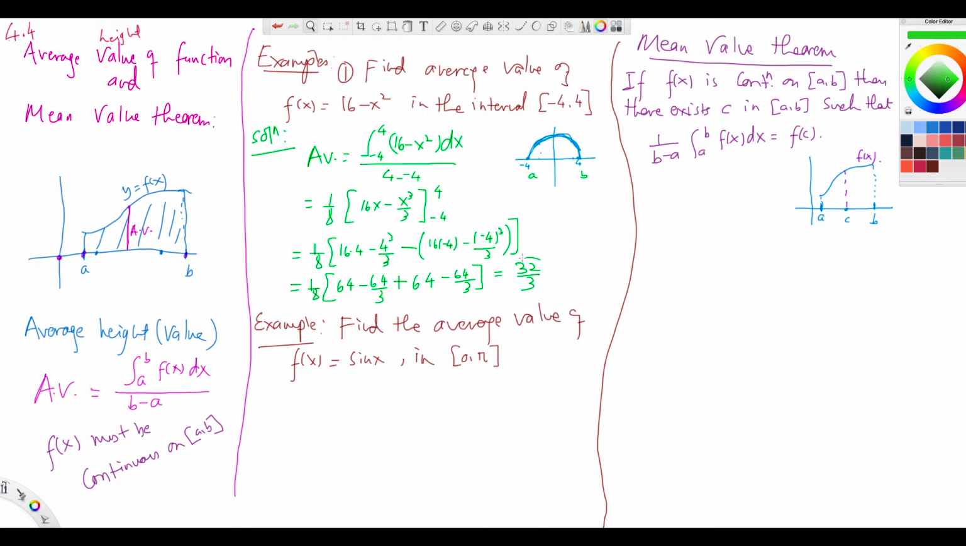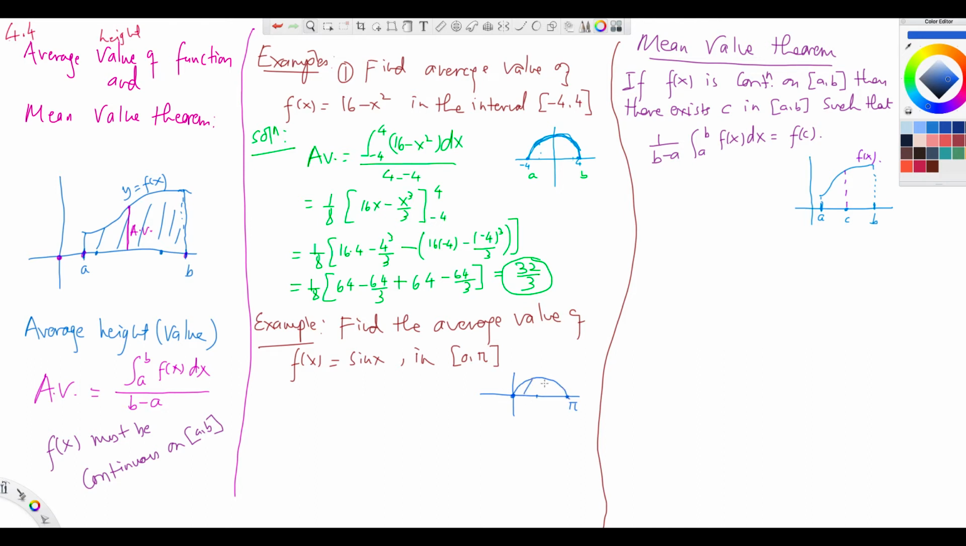So this is the average height of this function, or this graph, between negative 4 and positive 4. Okay. So how about this example? Find the average value of the function f(x) equals sin x in the interval 0 to pi. Do you know what the graph of f(x) equals sin x looks like? Because sin 0 is 0, you want to find out between 0 and pi, right? And then at pi over 2, sin is 1. So it will look like this again.